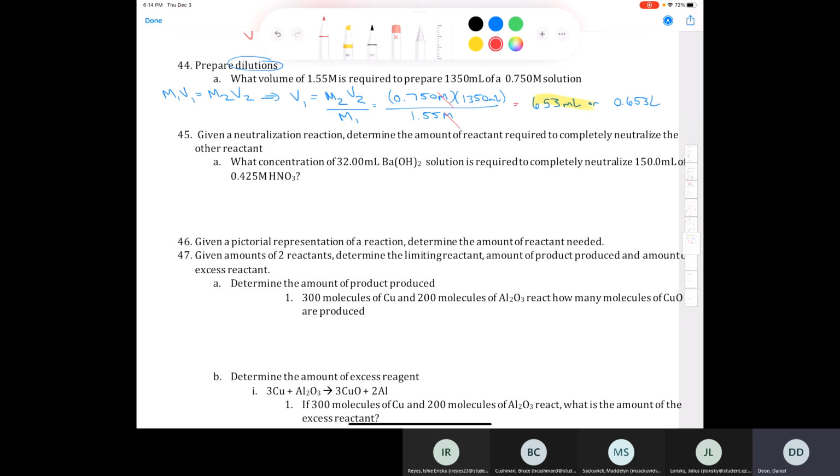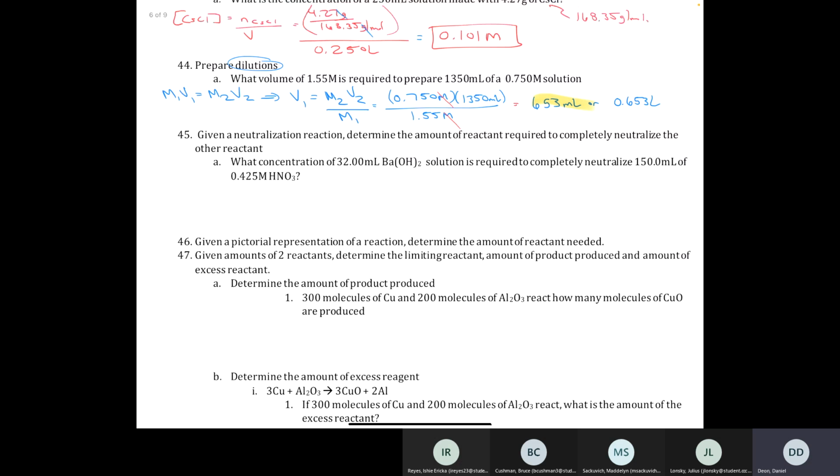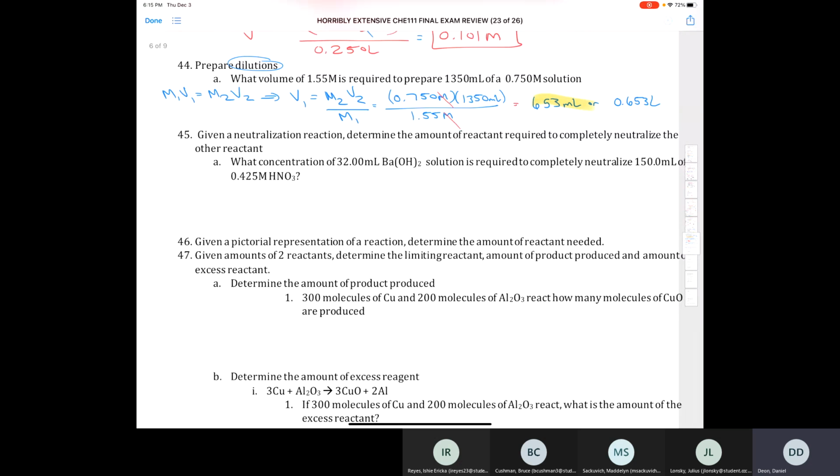What concentration of 32 mL of barium hydroxide solution is required to completely neutralize 150 milliliters of 0.425 molar nitric acid? Well, the first thing we need is a balanced equation, because we need to know for every mole of nitric acid, how many moles of barium hydroxide are we going to need, right? Because we've already got the volume of the barium hydroxide.